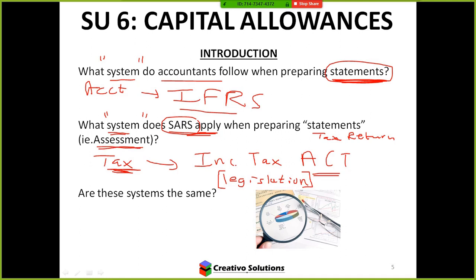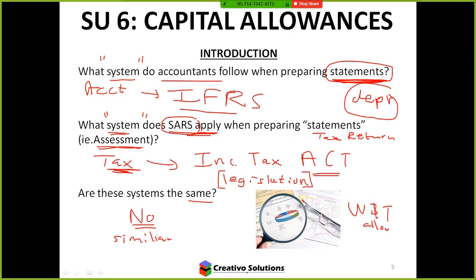So are the systems the same? Obviously no. They're very different, but they're similar, and that's what we need to look at. Similar because in accounting we have something called depreciation, and in tax we have something called wear and tear allowances. Are they the same? In theory they're the same, but they're similar because tax rules and laws follow a slightly different process. For example, from an accounting point of view you might have 5 years as the depreciation, but from a tax point of view, in terms of wear and tear, it might only be 3 years or it might be longer.